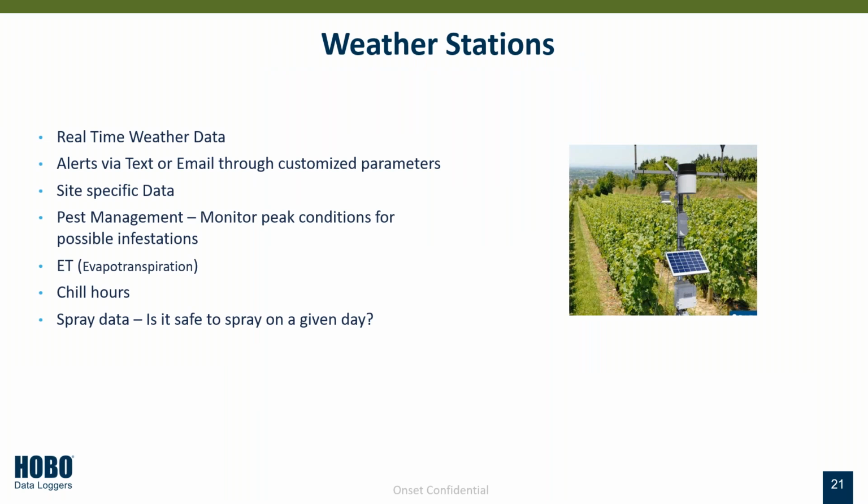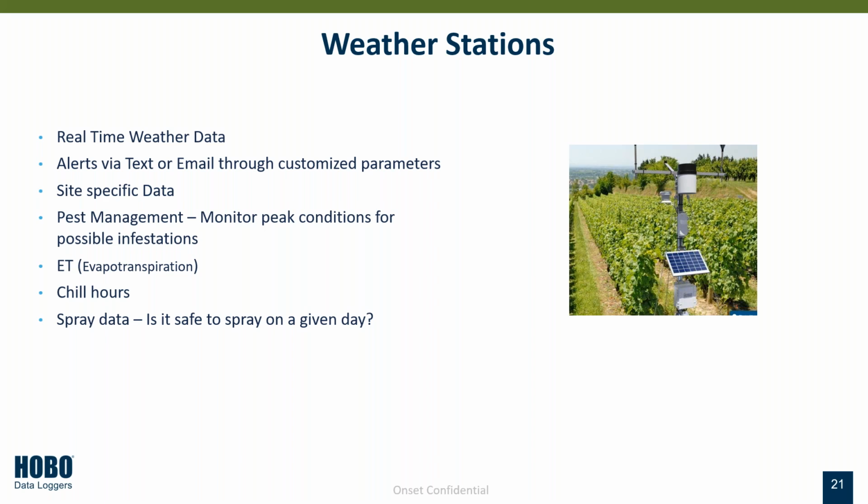Another great option that we have that hooks in well with HOBO data loggers is our weather stations, right? You're able to get real-time weather data. You're able to get customized email or text alerts with different parameters. And when you install a weather station on site, you get very site-specific data, right? This is the data that you're able to use, and you're not using a SEMA station or the Weather Channel to kind of see if it rained, right? You're going to be able to actually see, did it rain on your location?